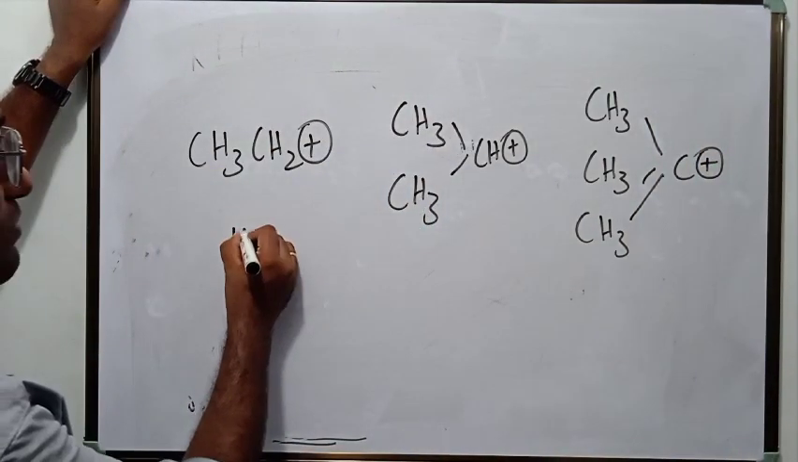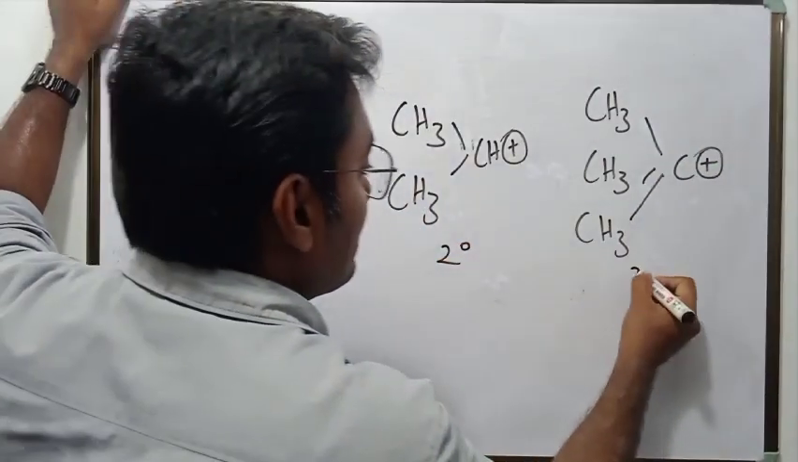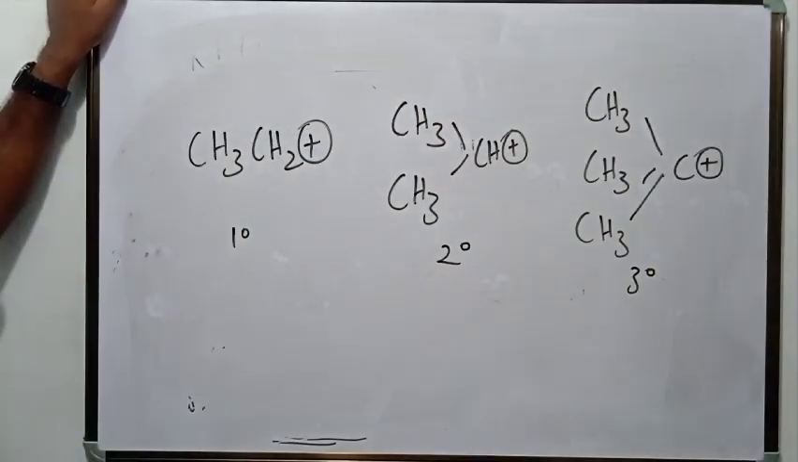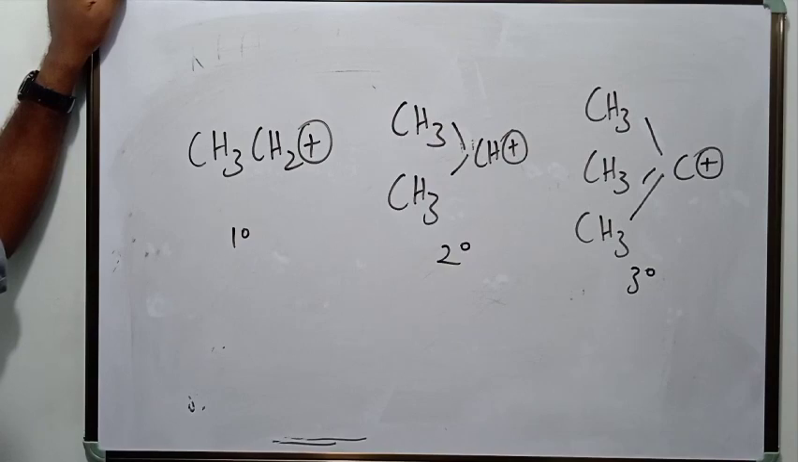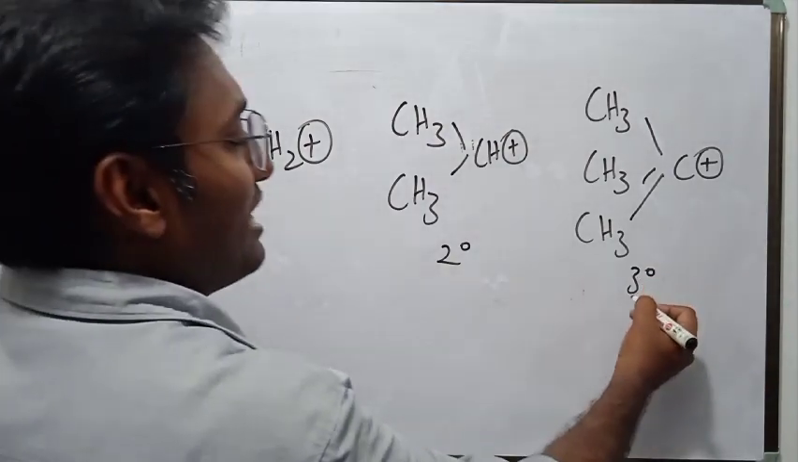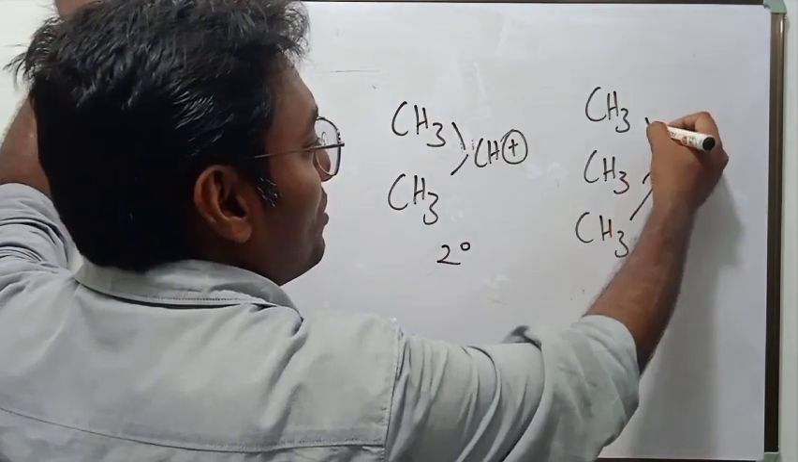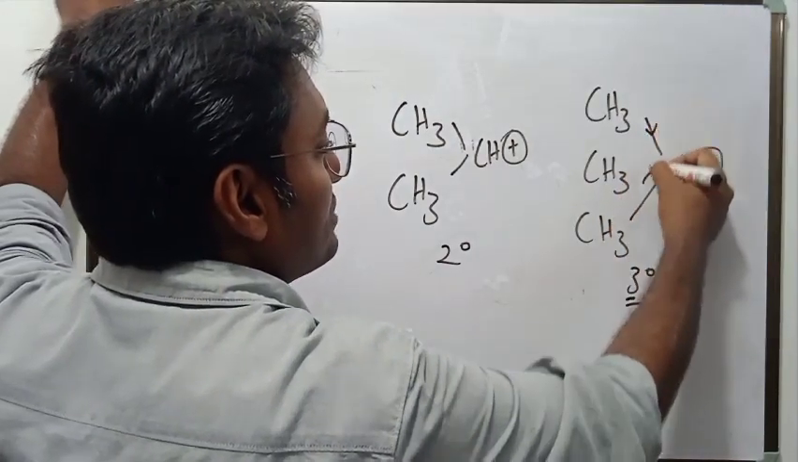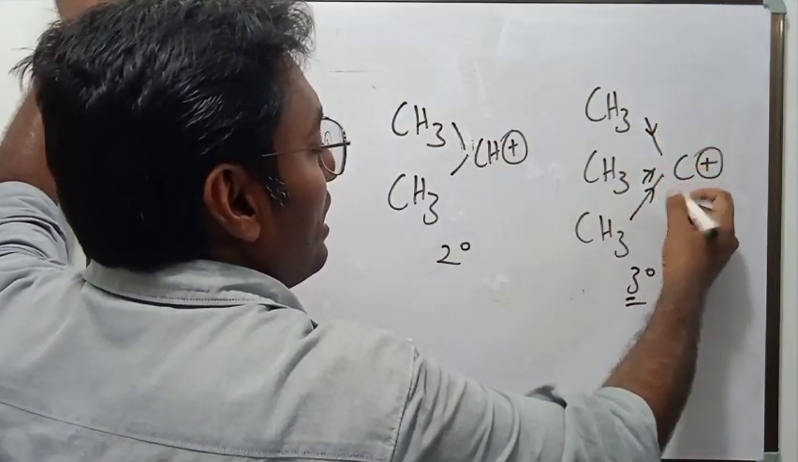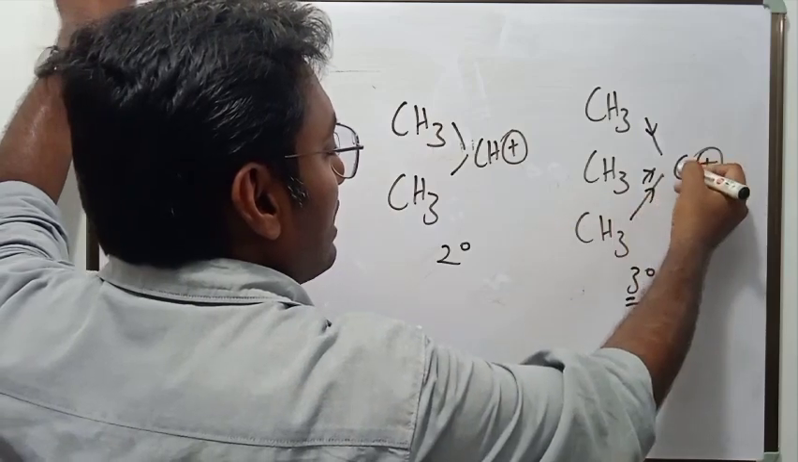This is primary, secondary, tertiary. Which of these carbocations is more stable? Do you know? Do you have an answer? Yes. The tertiary carbocation is the most stable of all carbocations. Why? Because these R groups can pump their electrons to this carbon, right?